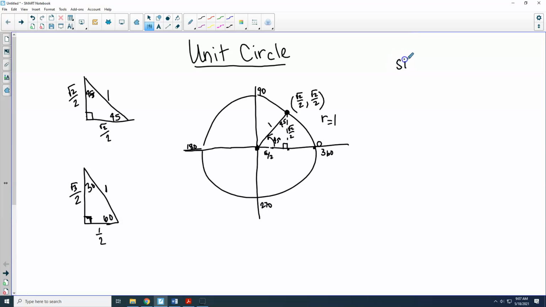Now, the sine of an angle, remember SOHCAHTOA, the sine is opposite over hypotenuse. Cosine is adjacent over hypotenuse. Tangent is opposite over adjacent.